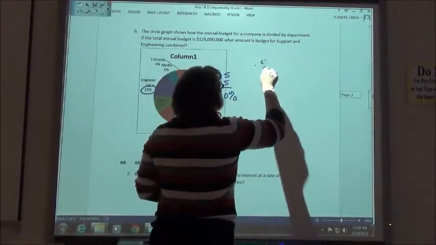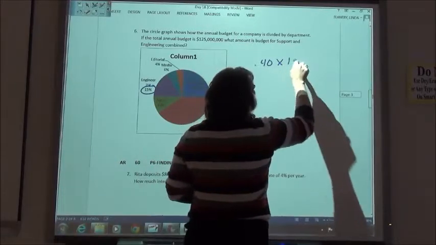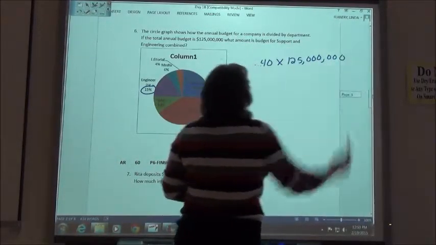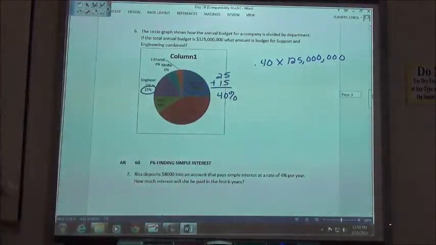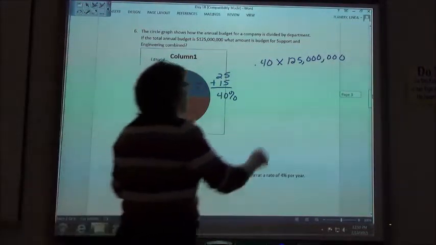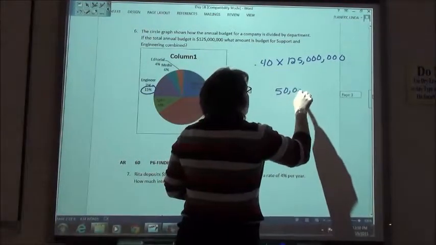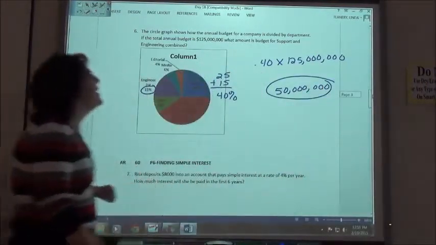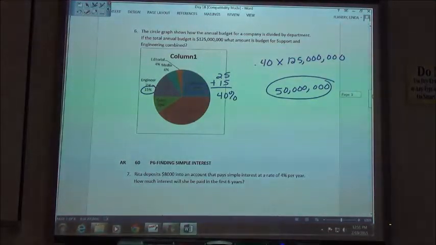So 40% of my total 125 million is going to be the part that I spent on support and engineering. What's 40% of 125 million? 50 million? So 50 million is the part that I did for support and engineering.